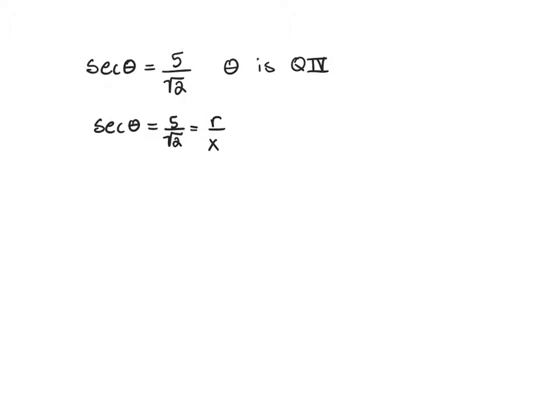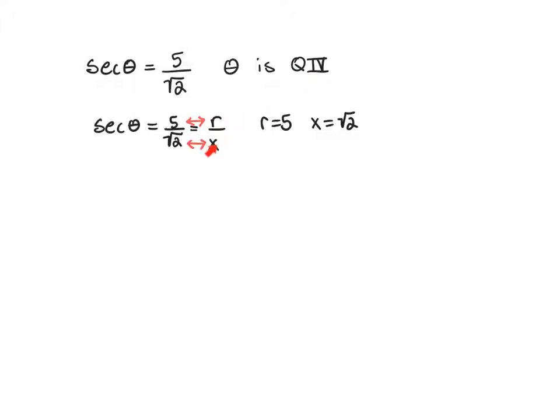So we can just go ahead and assume that we're on a circle of radius 5 with an x value of square root of 2. So r is 5, x is square root of 2. Now the reason this assumption works is that all of the trig functions are ratios, so as long as I pick something that has the appropriate ratio, it will work. The one thing that we want to watch out for is that the radius always has to be positive.